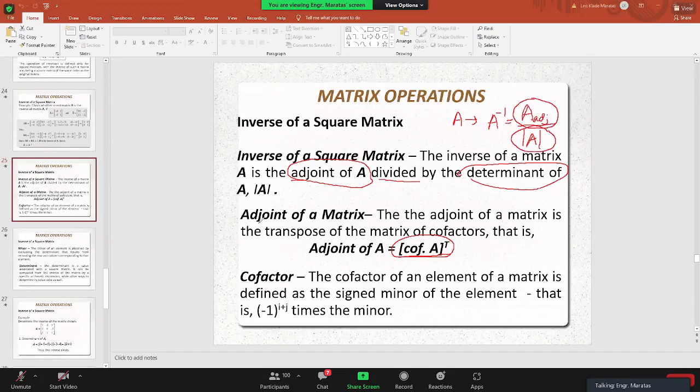Now, what is this adjoint? The adjoint of a matrix is the transpose of the matrix of cofactors. So, the matrix of cofactors. What is the cofactor? The cofactor of an element of a matrix A is defined as the sign times the minor of the element. So it's (-1) raised to i plus j, where i is the row and j is the column, so it depends on the location of your element. You multiply that by the minor.